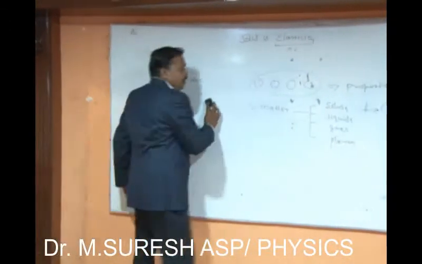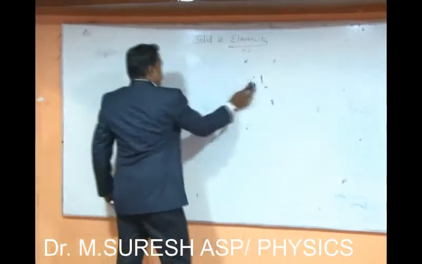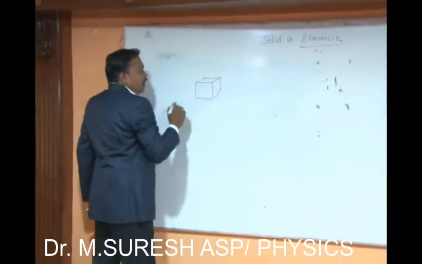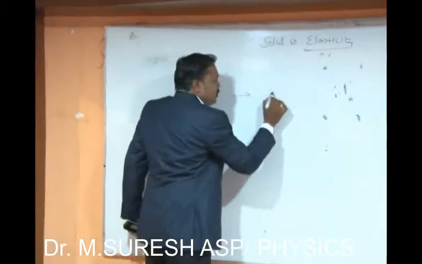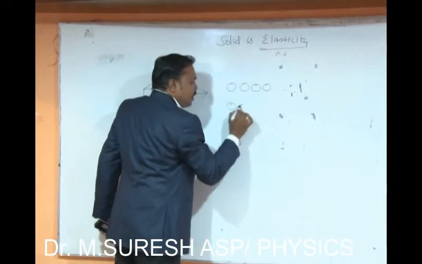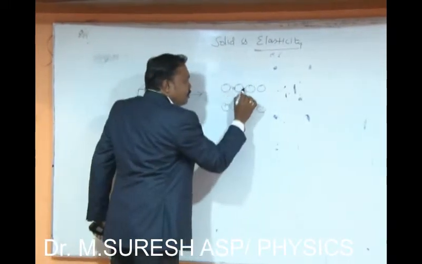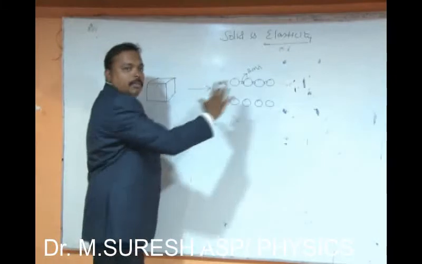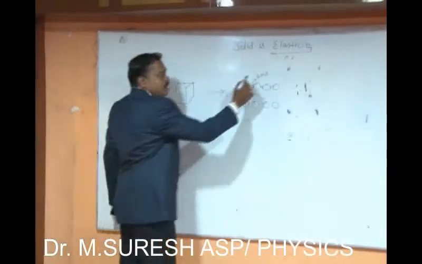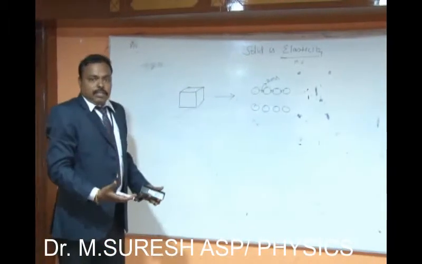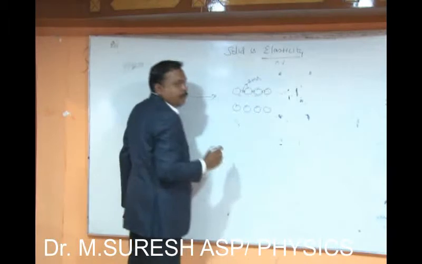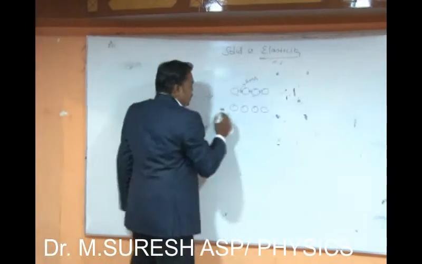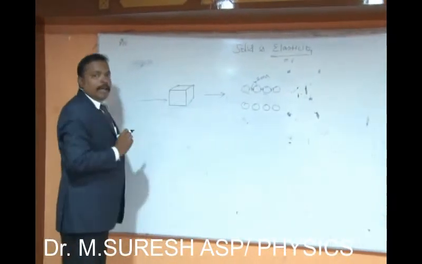Right. Now let me consider a body, a solid body. It can be imagined as a numerous number of atoms interacting together by an imaginary force between them, which we call a bond. If this bond is strong, the material is considered to be very strong. If the bond is weak, the material is considered to be less strong. So the bonding between the atoms plays a vital role in the mechanical as well as elastic nature of the material.